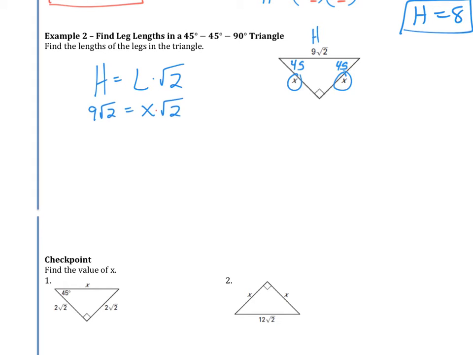How do we get x alone if it's x times square root 2? The opposite, or the inverse, of times square root of 2 would be divide by square root of 2. So the square root of 2's cancel on the right, and the square root of 2's cancel on the left. We get 9 equals x, or x equals 9. So the leg is going to be 9.